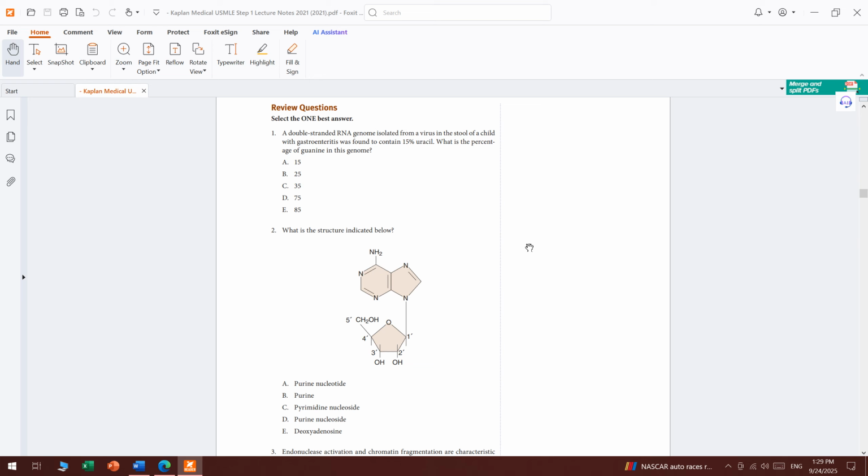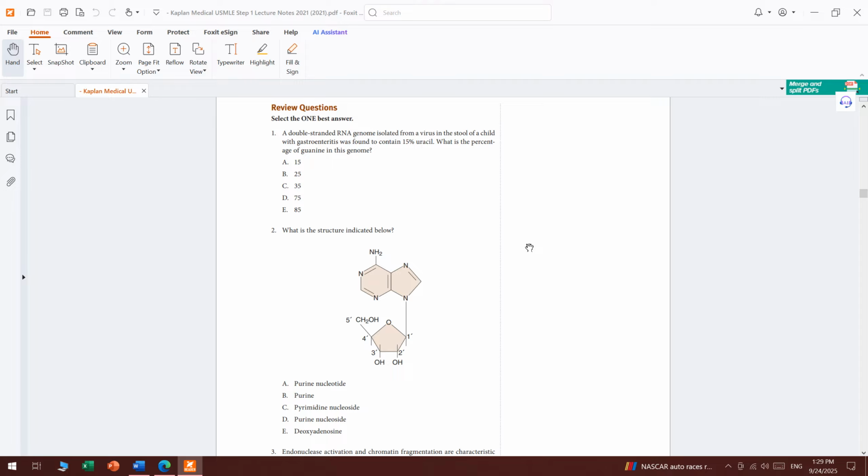The total percentage of A plus U is 15% plus 15% equals 30%. Since the total percentage of all bases in a nucleic acid molecule is 100%, the remaining percentage must be accounted for by G plus C. 100% minus 30% equals 70%. Because G equals C in dsRNA, we divide 70% by 2, 70%/2 equals 35%. Therefore, the percentage of guanine in this dsRNA genome is 35%.